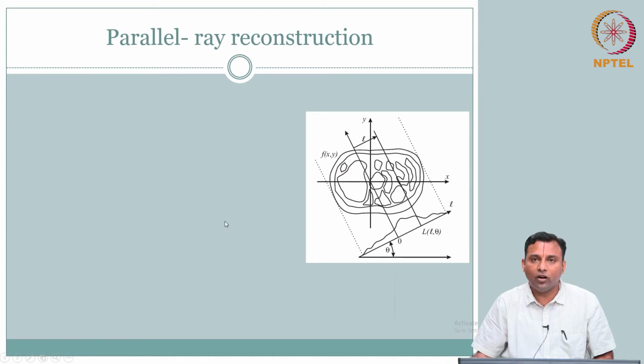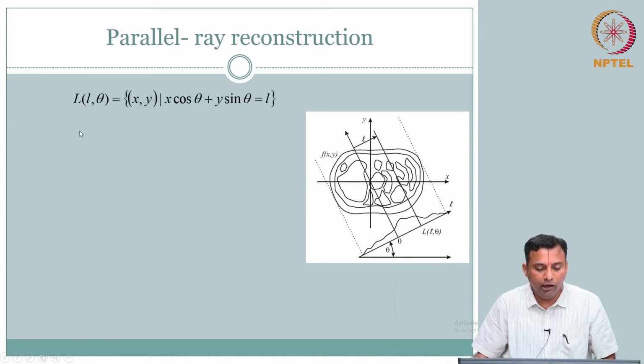So we are going to write all this out. So L of l comma theta is nothing but, in the xy plane, with this constraint, x cos theta plus y sin theta equal to l. That is what is your L of l comma theta. So now what do we want to do? We want to go back to our projection.